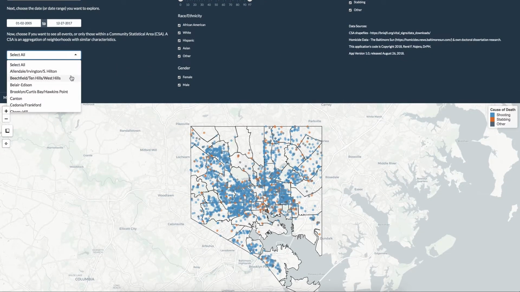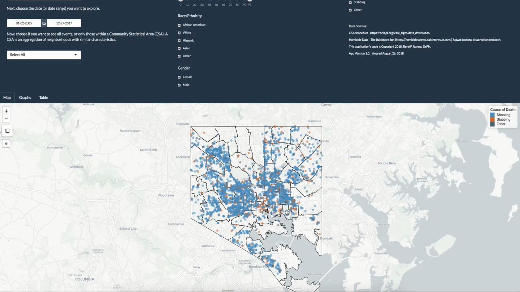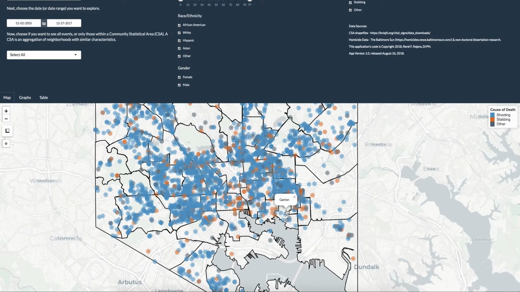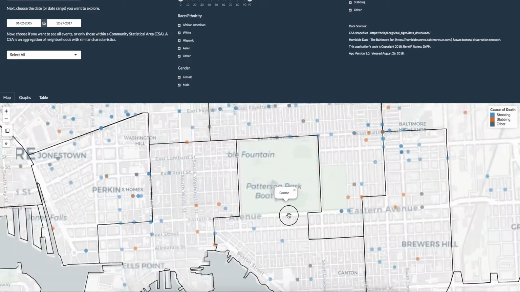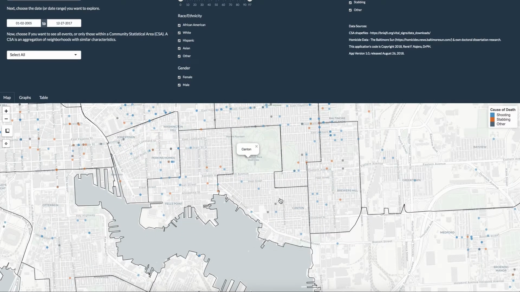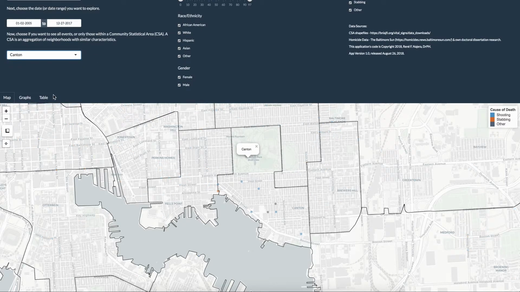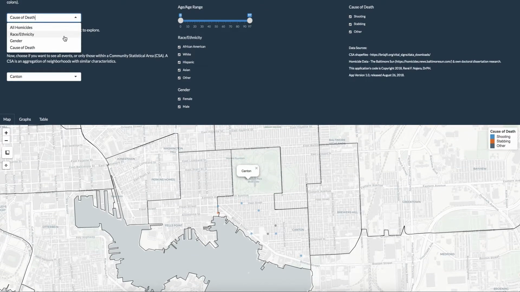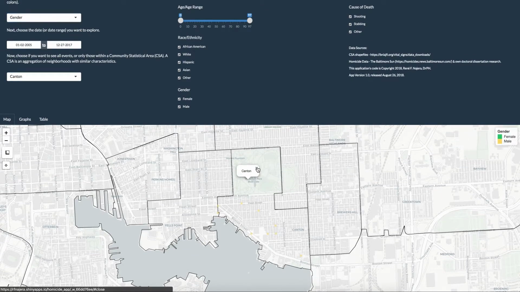And then by statistical area. So here's something that I found really interesting. Canton, which is right here, we're going to zoom in on it, and it includes Patterson Park. So there's been 3, 5, 7, 8 homicides there. And let's just look at the ones right there. Okay, and let's look at them by gender. And there you go, all yellow. Oh, they've all been men.